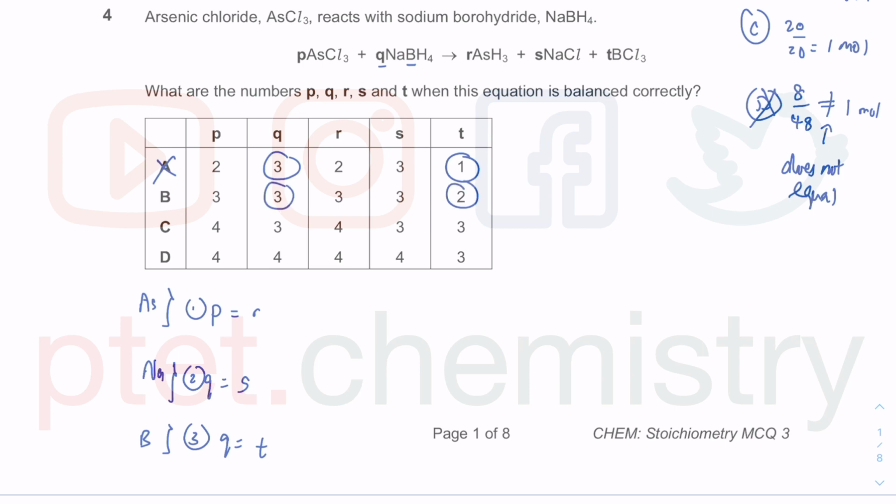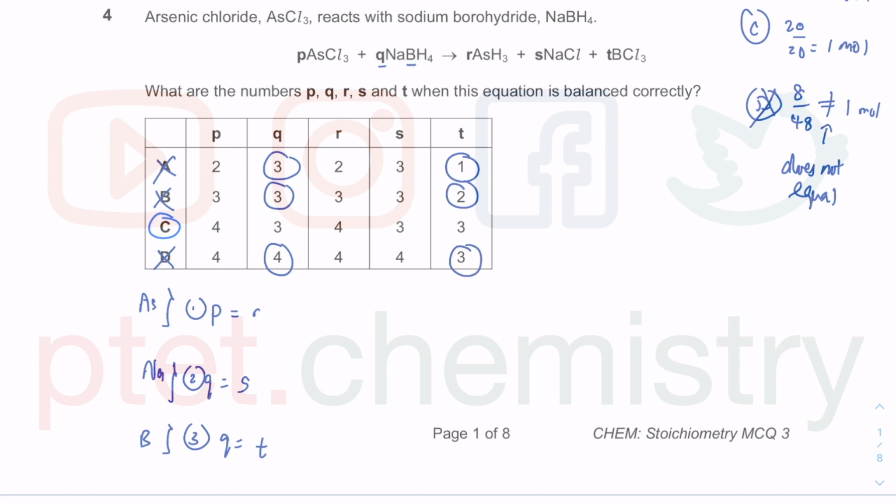Q is equal to T, so B is wrong. Q is equal to T, so D is wrong. Without even working out which one is balanced or not, I can definitely assume that C is the answer, because Q equal to T for this element boron.